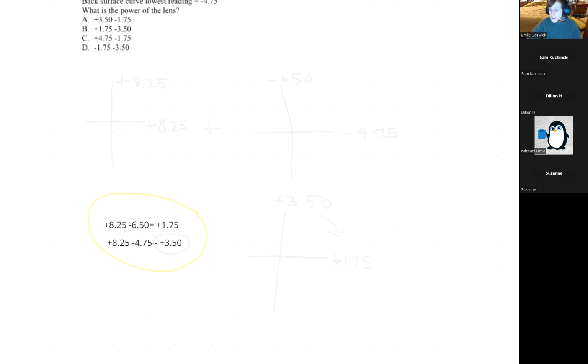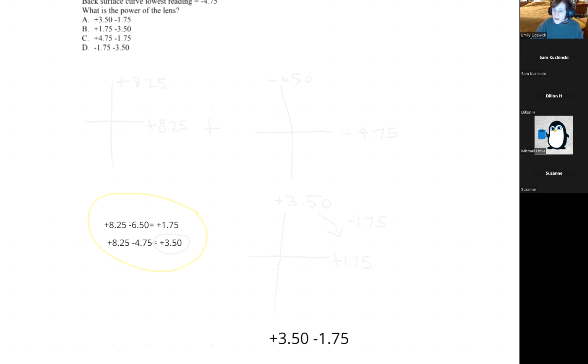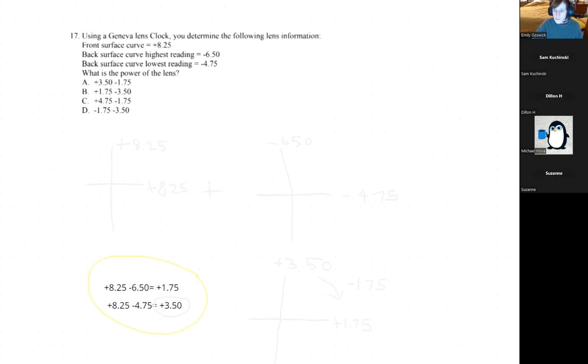The difference between those, I would take out my calculator for this normally, but I have this already figured out, is minus 175. So that means that if we were to write out this Rx after optical crossing it, it would be plus 350 minus 175. We don't know what the axis is, right? They never really gave us that information. But maybe this is 90. They didn't tell us that in the question, where they took these measurements.